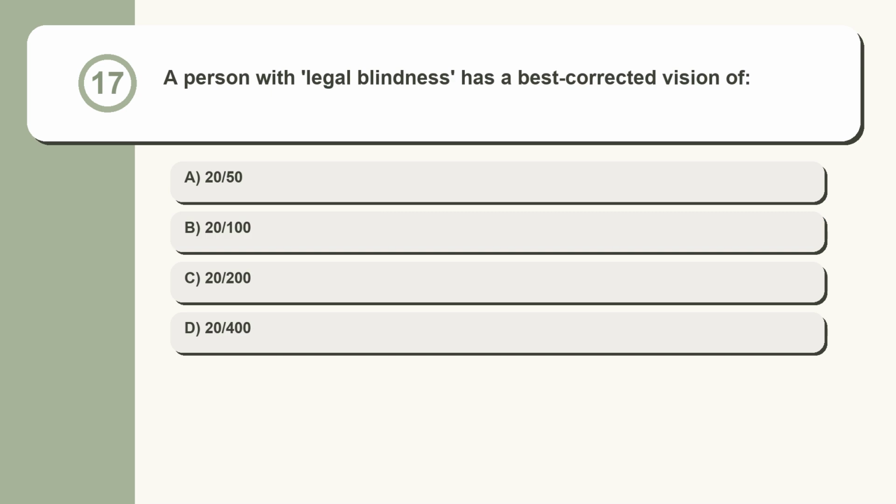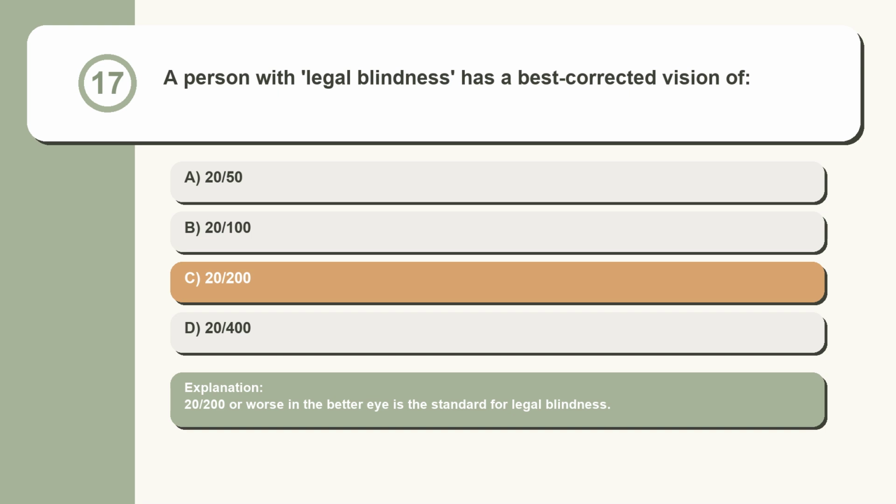Question 17. A person with legal blindness has a best corrected vision of 20/50, 20/100, 20/200, 20/400. 20/200 or worse in the better eye is the standard for legal blindness.